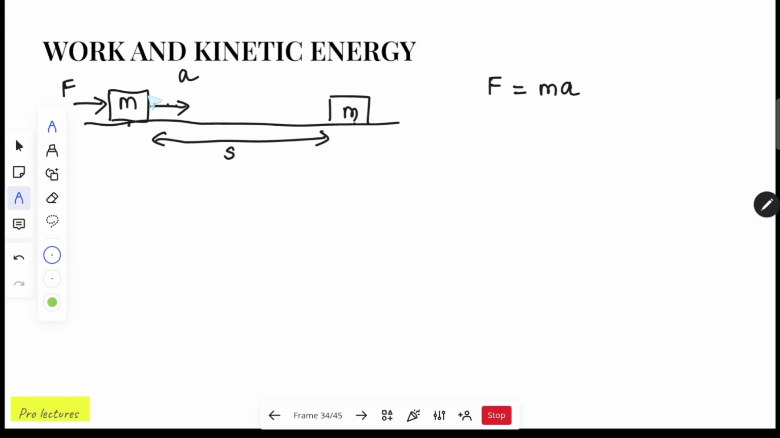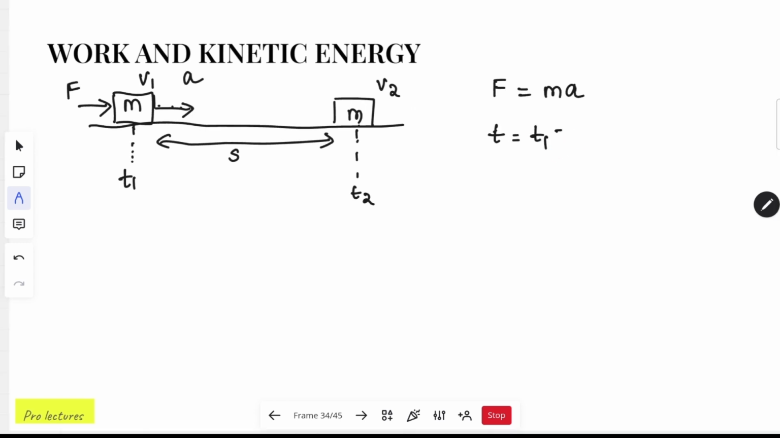Now, when there is acceleration, that means this object is moving at some certain velocity. Let us say here at this instant the time was t1 and the velocity of this mass is v1. It moved to a distance s, and at this point let's say the time is t2 and it's moving at the velocity v2. Now during this interval between the time t1 and t2, the object covered a distance s.